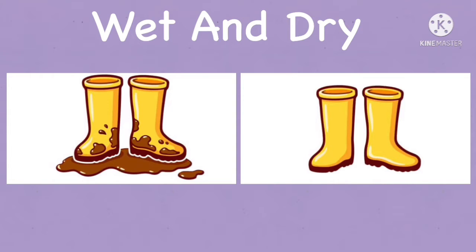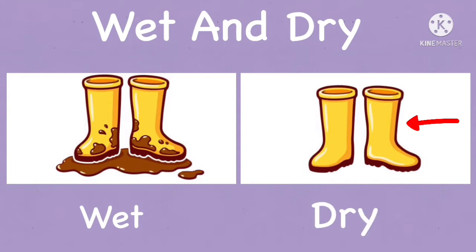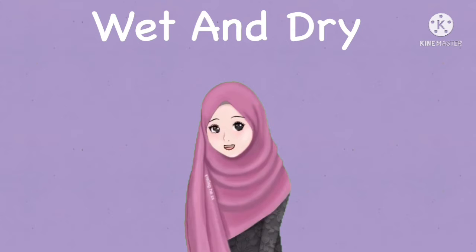There are two pairs of boots. This pair of boots is covered with mud, and it is wet. The other pair of boots does not have any mud on, and it is dry. Alright, I hope that you have understood the concept of wet and dry.